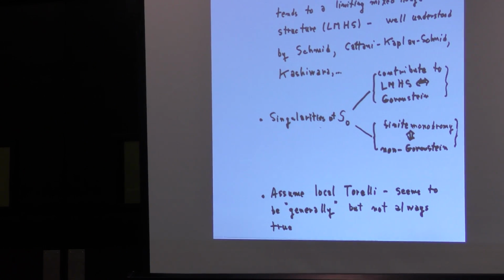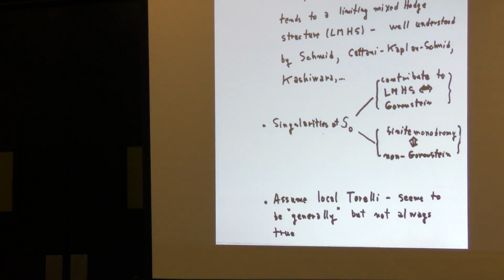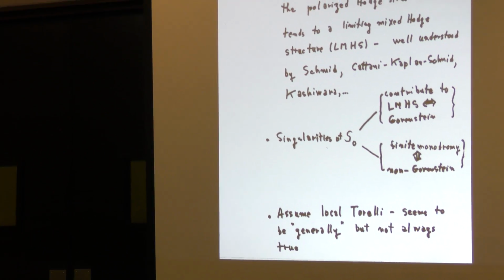Gorenstein means that the canonical sheaf should be a line bundle. You don't have to take a multiple. If you have a non-Gorenstein singularity, those have finite monodromies. When you turn the surface around the origin, you just follow it around the origin and see what happens in homology. You get a finite group. Those are the non-Gorenstein ones.